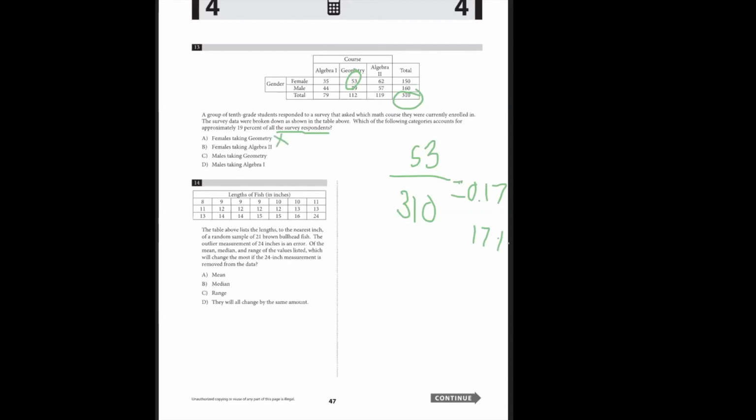Females taking algebra 2. Let's try that one. It's always going to be out of 310. Females algebra 2, 62. Divide it in your calculator. You get 0.2, which is 20%. That's not the answer. And then males taking geometry. Let's try that one. Males taking geometry is right over here, 59, out of 310. That ends up being 19%. So that's the answer.